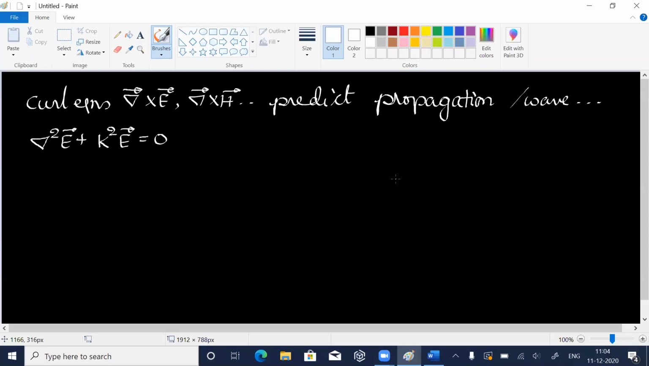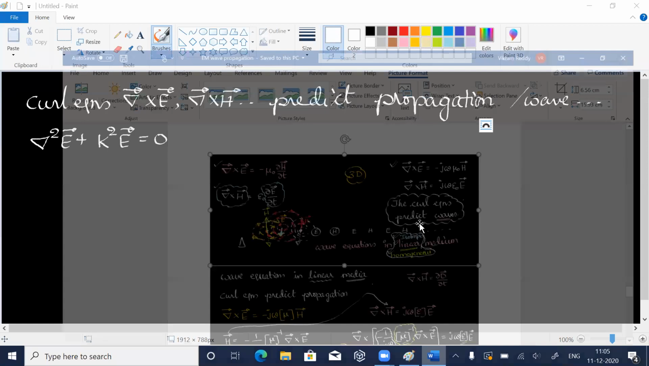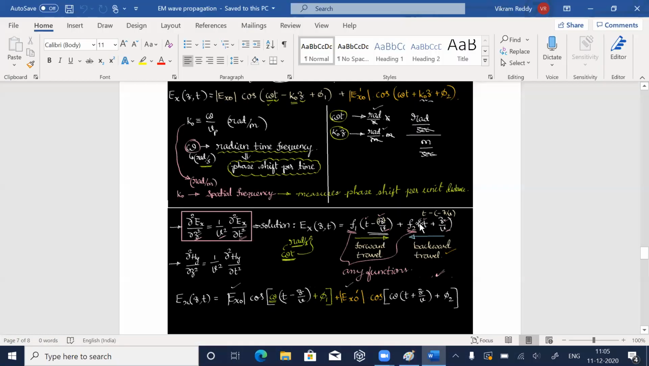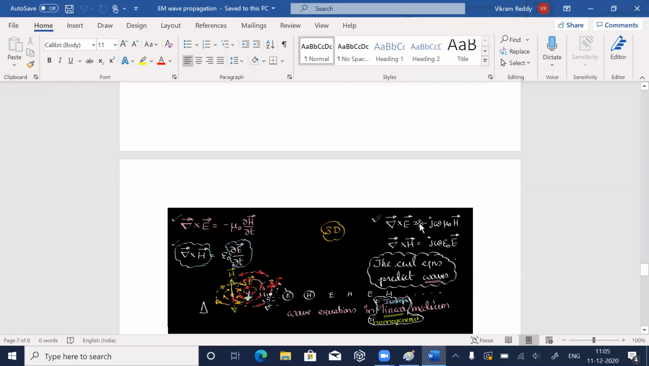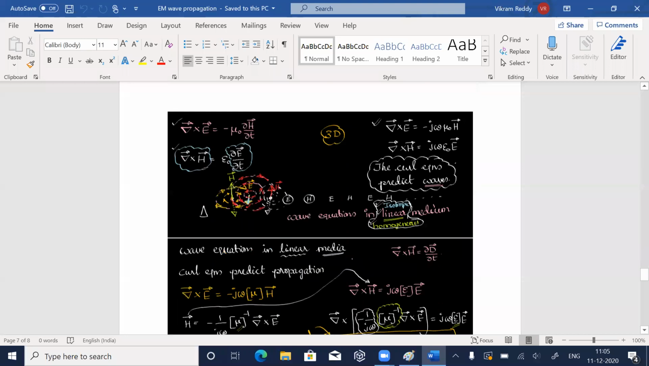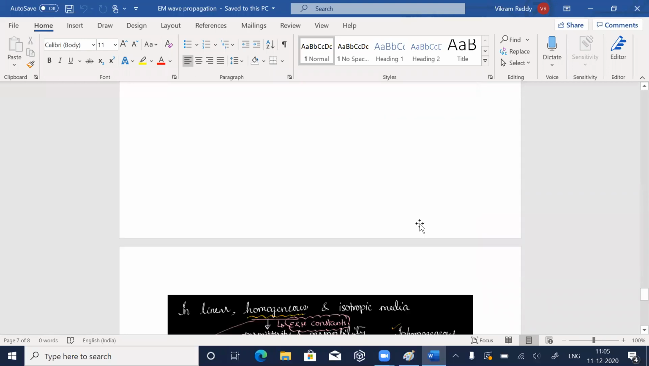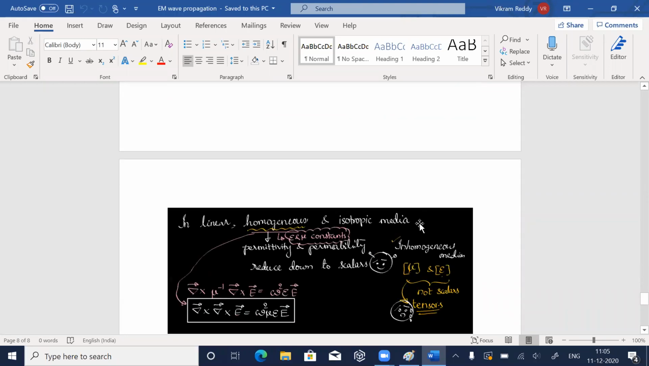So anyway, del square E plus k square E is equal to 0. One second, what I have here. Okay, I did not explain this to you. Okay, it will take time then. Anyway, not a problem.